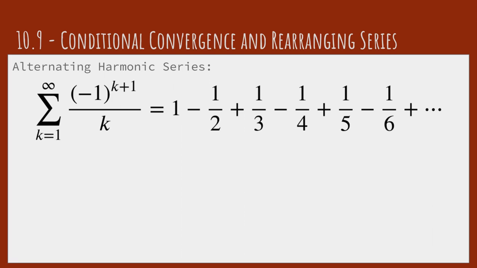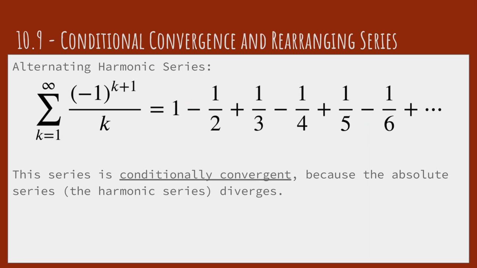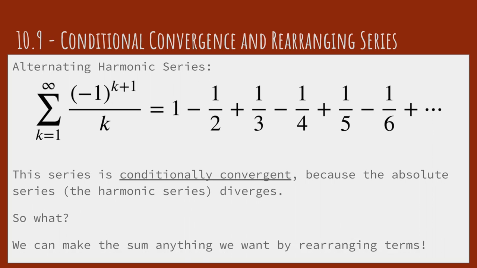The alternating harmonic series is conditionally convergent because if we look at the absolute series, which is what we would get if we just add all the terms together, that series diverges. So it has an infinite sum. We say the alternating harmonic series is conditionally convergent because it converges by the alternating series test, but the absolute series itself diverges. So what does that mean? What that means is we can actually rearrange the terms in this series to make the sum anything we want.